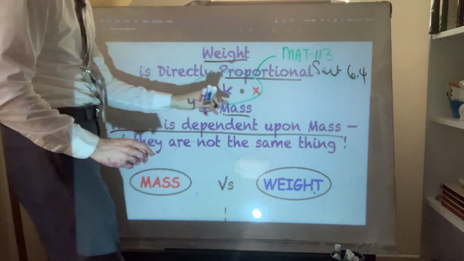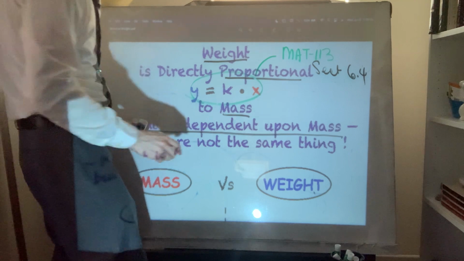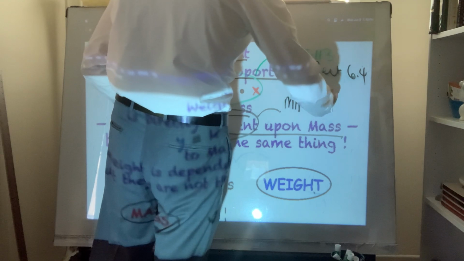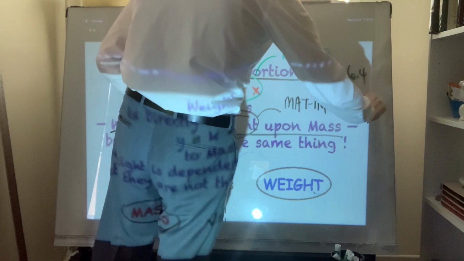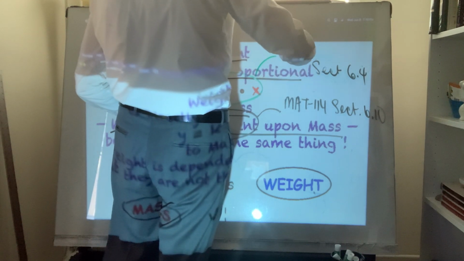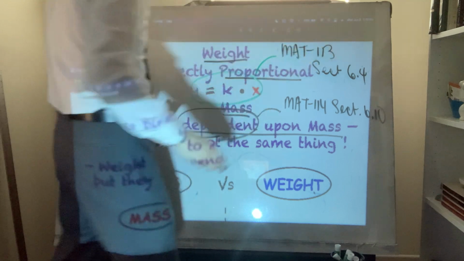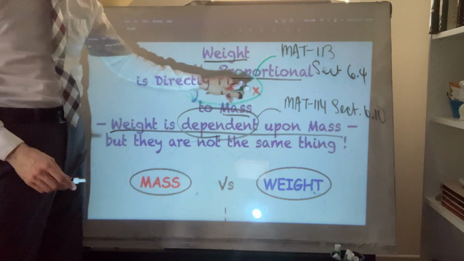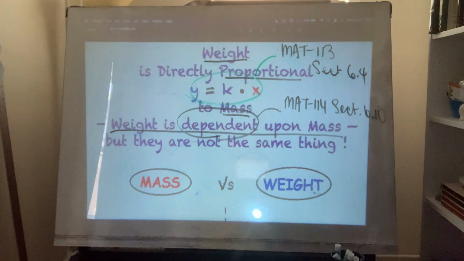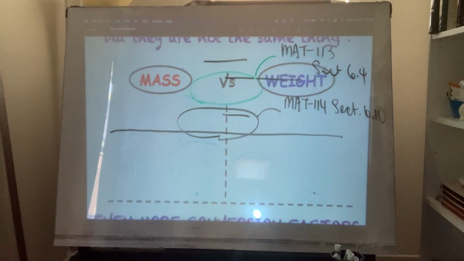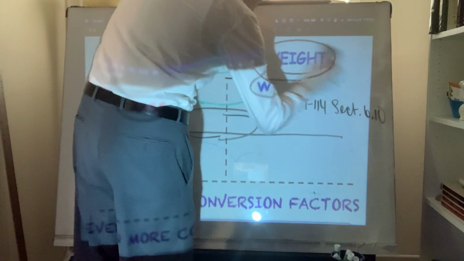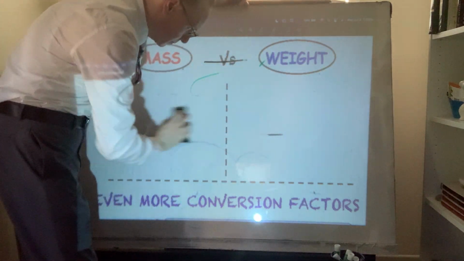This phrase, dependent upon, as in dependent and independent variables, would be from our semester, MAT-114, section 610, I want to say. So there are different ways to think about this relationship. This is more verbal, this is more algebraic, the way it's written here. Now, to further elucidate, there's some space here on purpose.